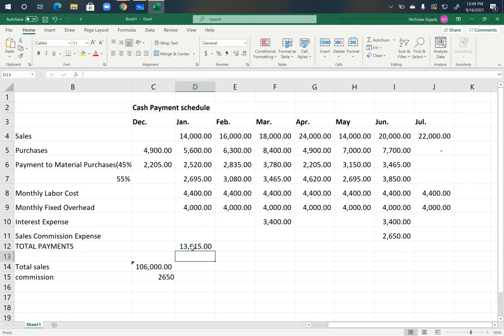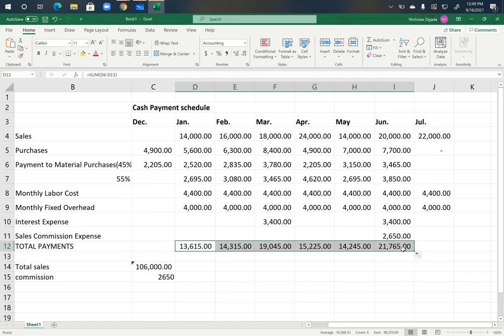Then again, you do the same thing for the month of February. You add the values together, and you do the same thing for March, April, May, up to June. Remember, we are only preparing for the first six months. That's the only thing we are doing here. I have the formula already built in, so I'll just go ahead and copy this for the remaining 5 months. And here we go. I have my payments, my cash payment schedule.